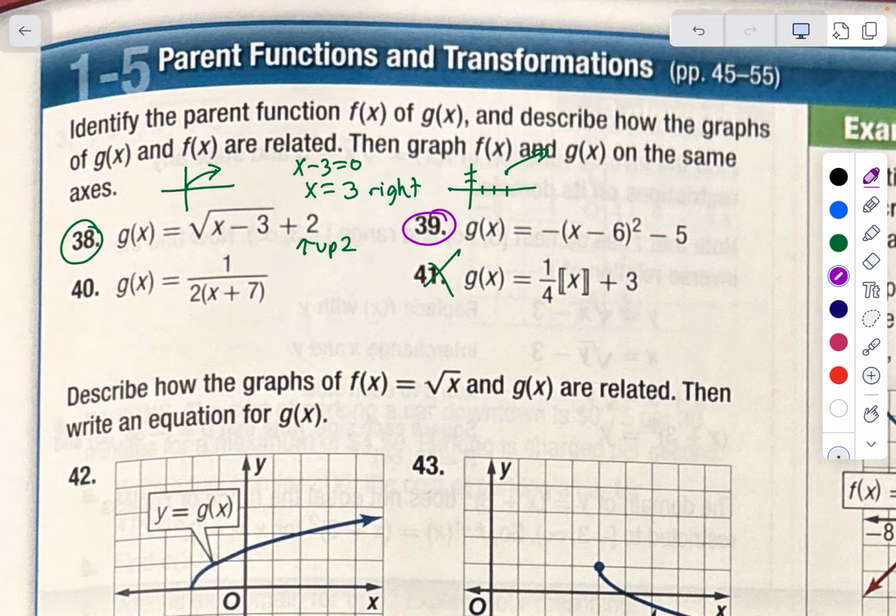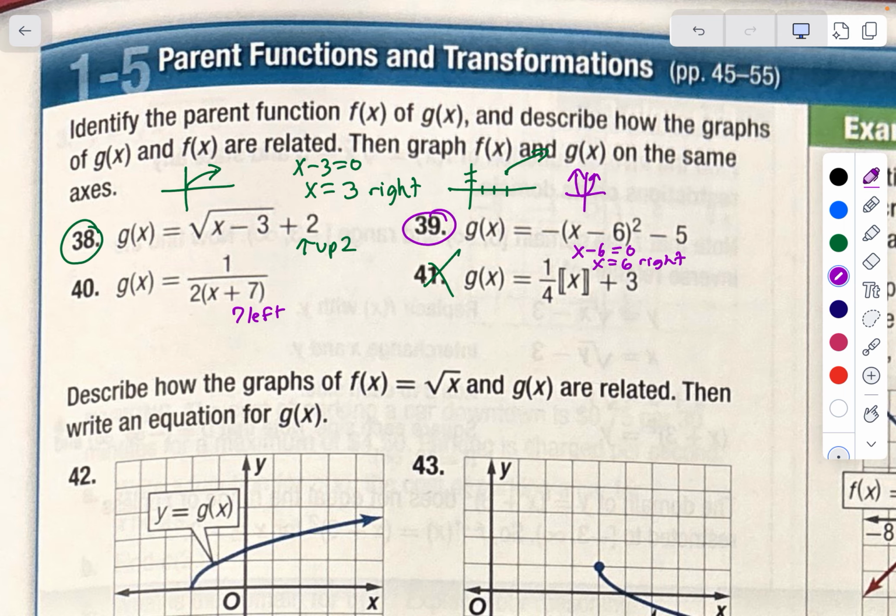Let's do 39. If you set the inside equal to 0, you see that it is moved 6 to the right. Remember subtraction, like this one would move 7 to the left. It always does the opposite on the inside. Okay, so we're going to take the square. So remember the parent looks like this.